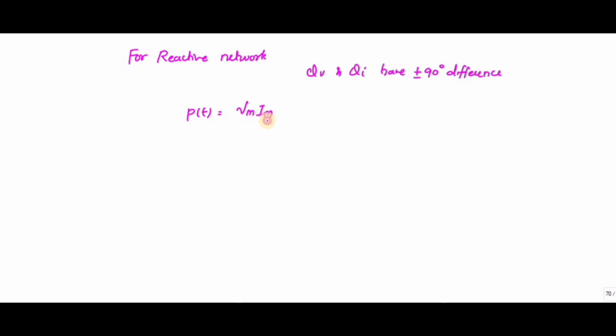Next, for the reactive network. Reactive network means inductance and capacitance. For that one, theta V and theta I have a 90 degree phase difference between them. So I can take the difference as 90. Either it is cos 90 or cos minus 90, so both are the same. So you will get Vm Im divided by 2 into cos 90. So what is cos 90? Cos 90 is 0. So the average power for the reactive network is 0.